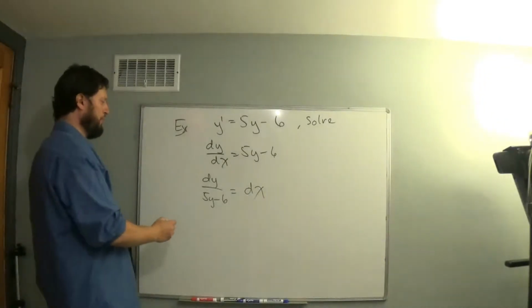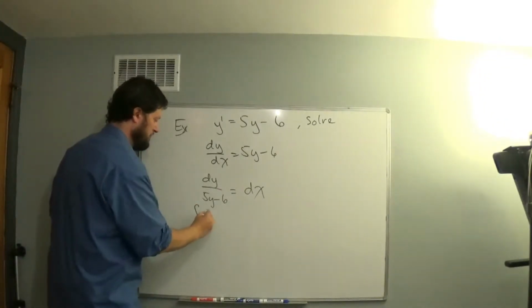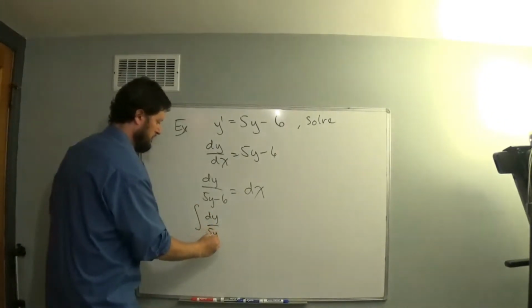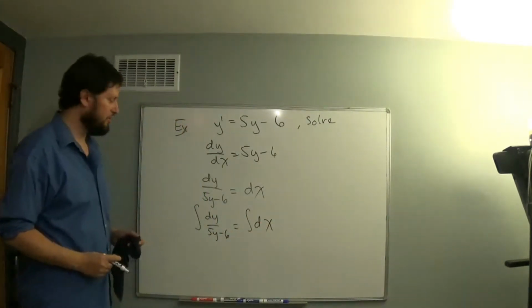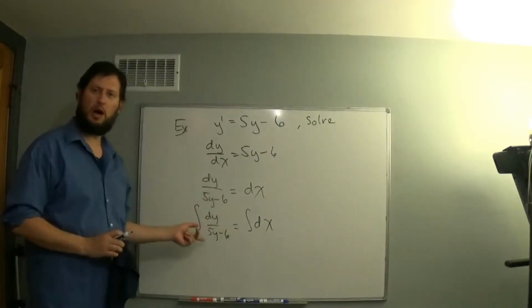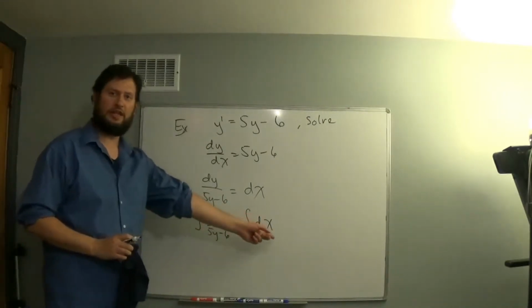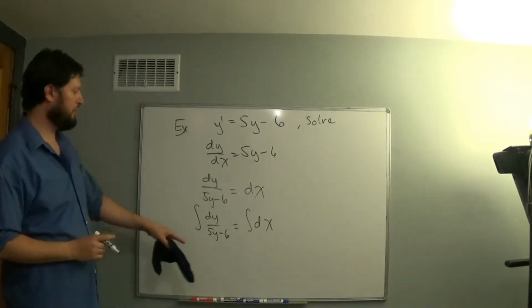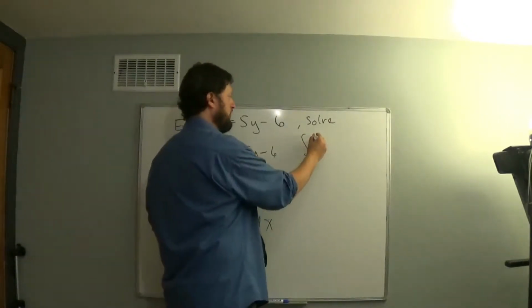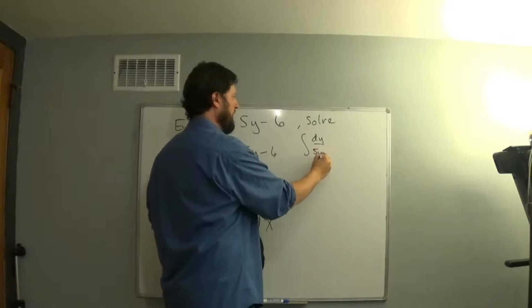And then we integrate both sides. Because we've separated the variables, this only has y, and that makes sense. This only has x's, and that makes sense. So let's think about each of those things separately. The integral of dy over 5y minus 6.